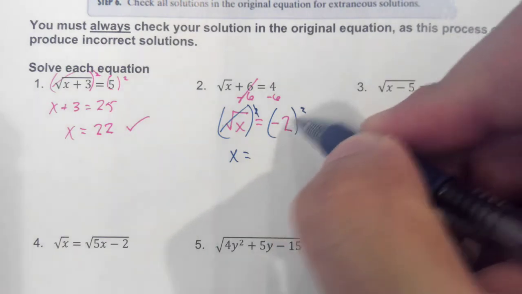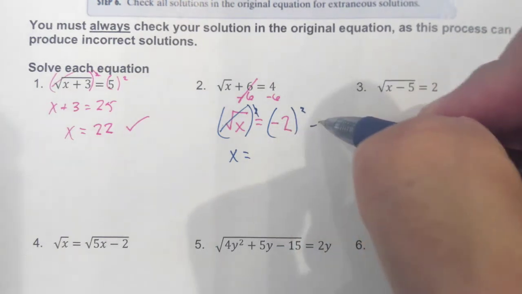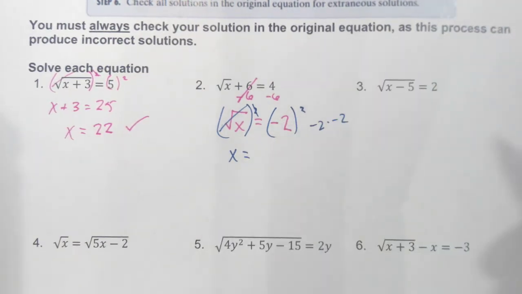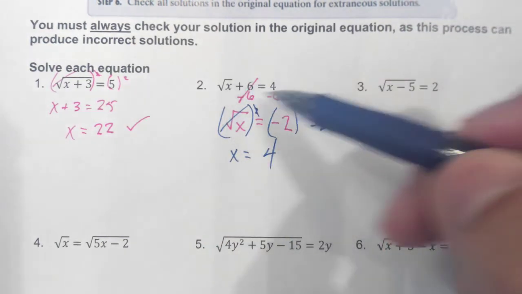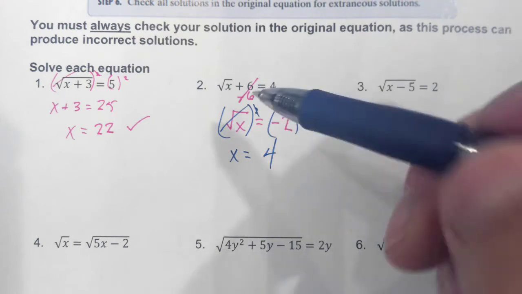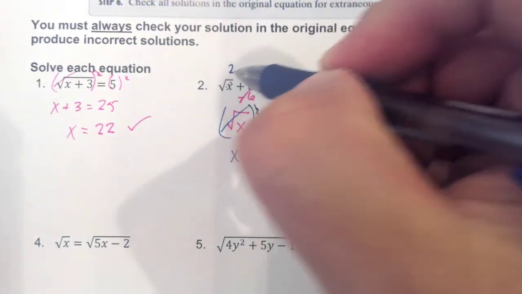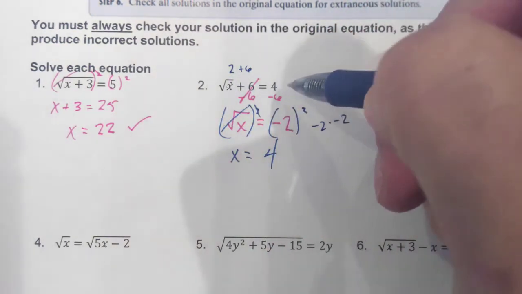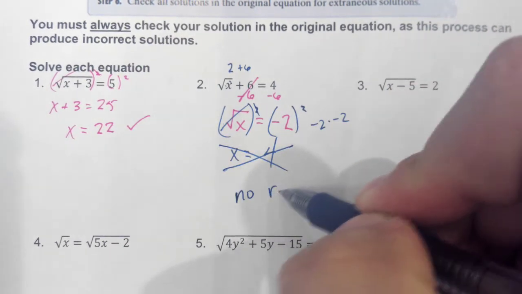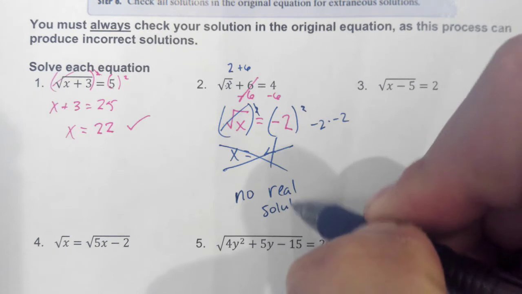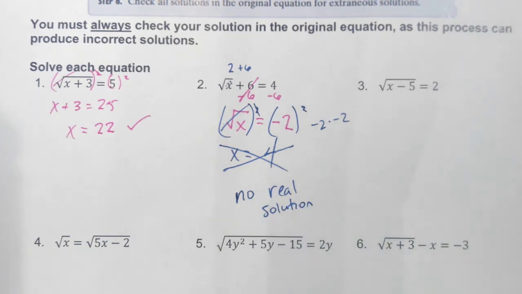So x would equal, what's negative 2 squared? Remember, that means negative 2 times negative 2. So that would be a positive 4. Now we got to go back to our original equation and plug it in. So what's the square root of 4? That would be 2. 2 plus 6 is 8. 8 does not equal 4, so this one does not work. There is no real solution to that equation. So that happens sometimes.